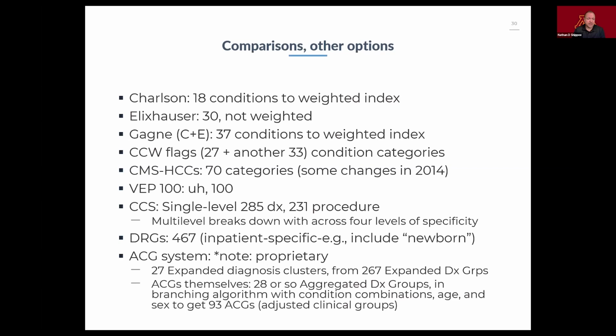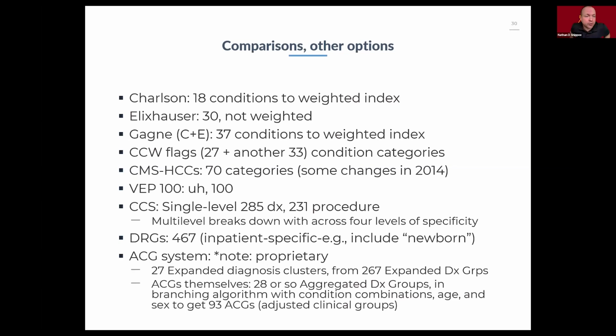Similar to that, the ACG system has both categories as well as you can get a score, some type of risk score. So similarly, with the hierarchical condition categories, you can get the categories, those 70 categories, as well as a score. So there are a lot of different ways of mixing this information based on preset lists of conditions and so on. So there's a lot of possible ways of doing that.